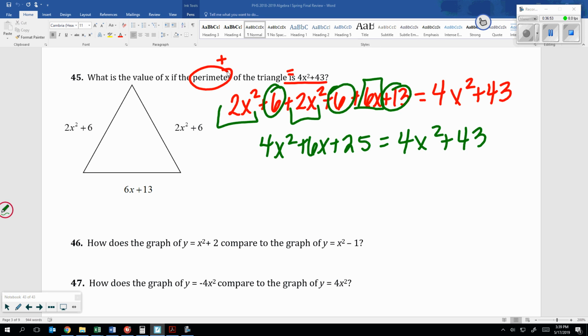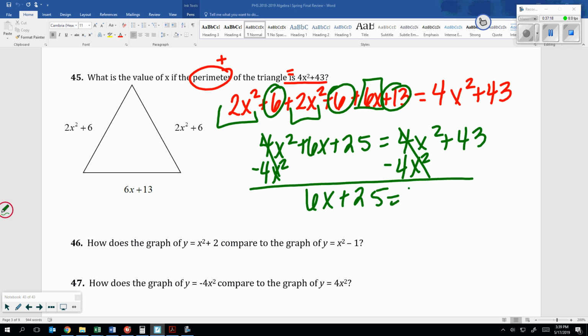Now I'm going to start moving terms from one side of the equal sign to the other. Now when I do that, remember I have to switch my sign. So if I have 4x squared and now I'm going to move that to the left, I'm going to have to subtract 4x squared from both sides. Now, 4x squared minus 4x squared is 0, so they cancel out on both sides. So I'm left with 6x plus 25 equals 43.